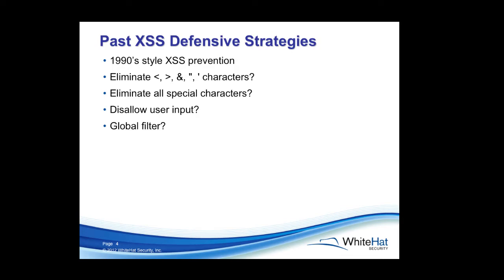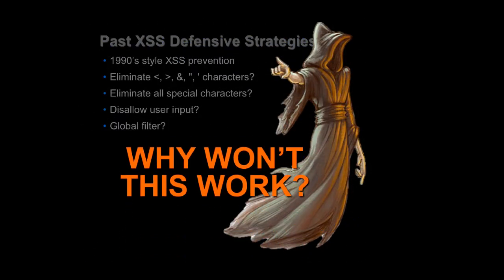So when cross-site scripting first came about in the early 90s, the defensive strategy that most security people told developers was to eliminate dangerous characters, especially the big five: less than, greater than, ampersand, and single and double quotes. These characters are used to drive HTML markup in a pretty significant way. And so when you tell a developer to eliminate these characters, or disallow certain user input, or build a global filter to strip out all these characters from all input, let me ask, why does this strategy not work? Because it doesn't work at all. Just eliminating dangerous characters is never going to work, and here's why.